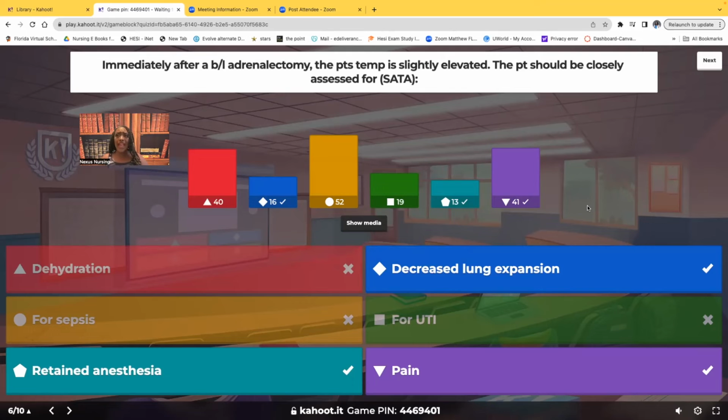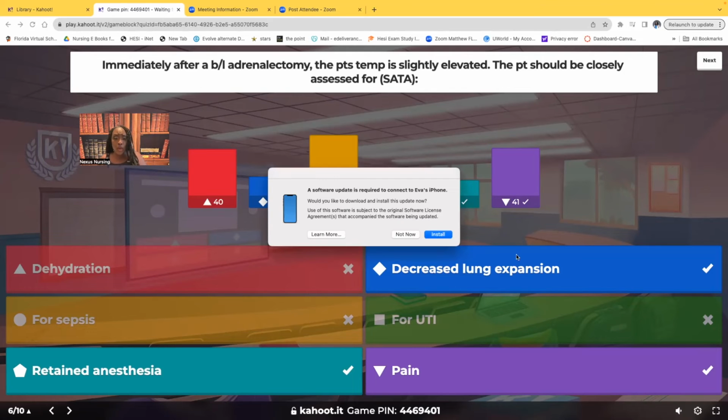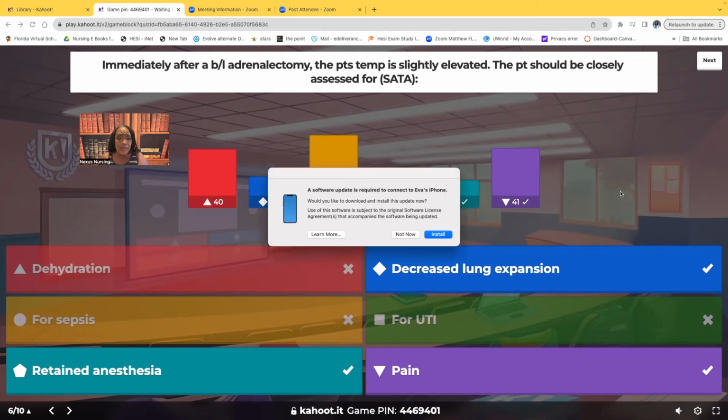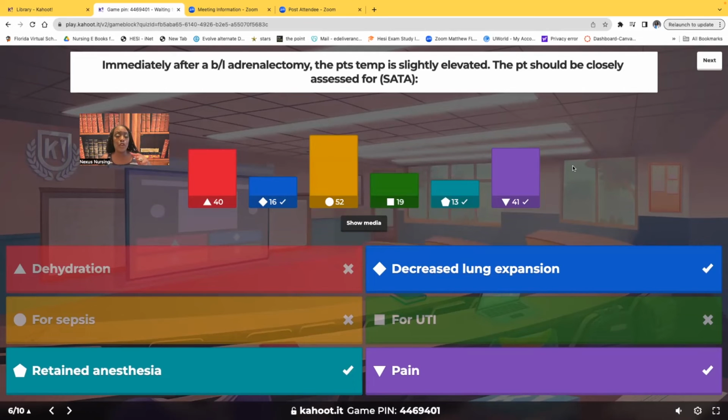If a patient has had surgery, it takes time for us to see those signs and symptoms of infection, such as mucopurulent drainage, foul odor, warmth or heat at the site, elevated temperature. It takes a while for that to happen. We're going to see that usually after the first 12 hours because it takes a while for infection to develop. If we're seeing elevated temperature immediately after surgery, most likely it's not infection. It's one of these: either decreased lung expansion, retained anesthesia, or pain.